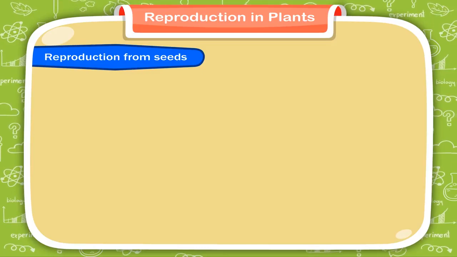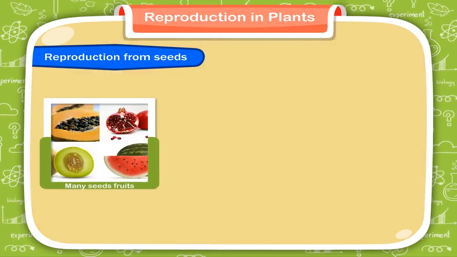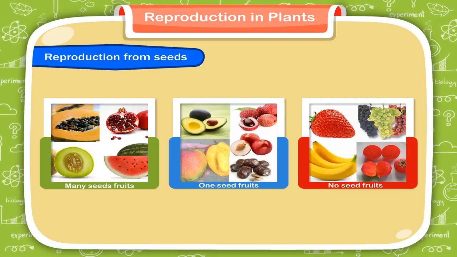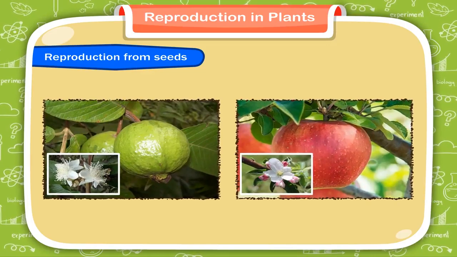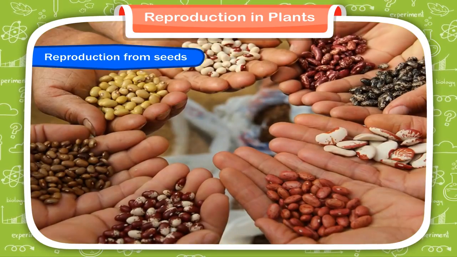Reproduction from seeds. We eat fruits. Some fruits have many seeds. Some fruits have only one seed and some have no seed at all. The seeds of different fruits have different shapes and sizes. Most plants produce many flowers that turn into fruits. They have seeds in them.